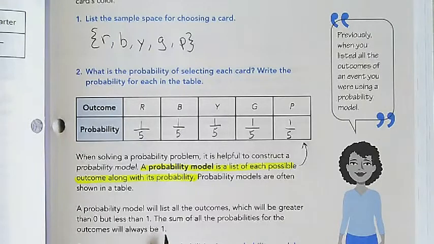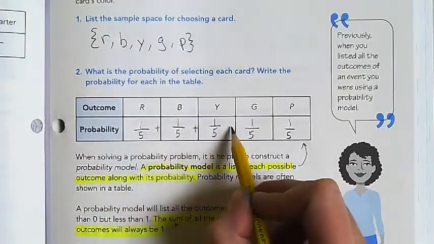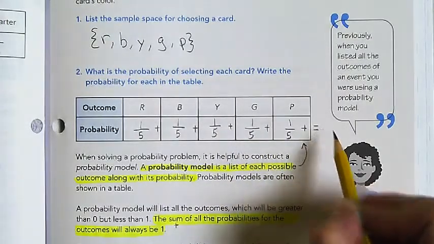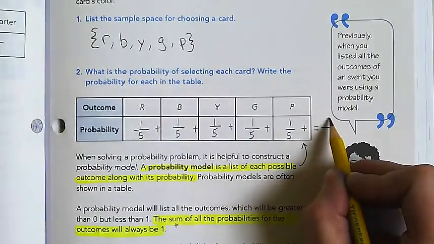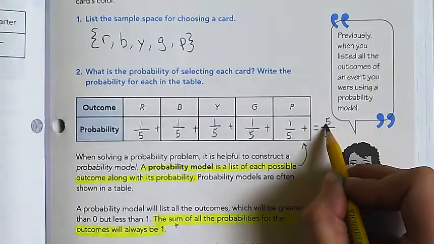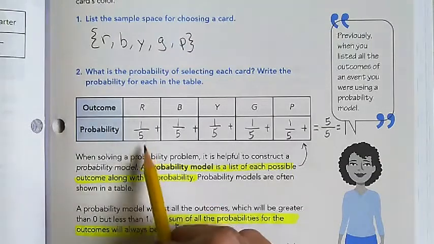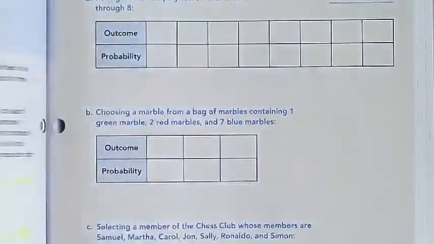This next sentence we need to underline. The sum, addition, of all probabilities will always equal 1. So if you were to add 1/5 plus 1/5 plus 1/5 plus 1/5 plus 1/5, what do we get? 5 out of 5, which is 1 whole. Because our table lists every possible outcome. Okay, let's turn the page.